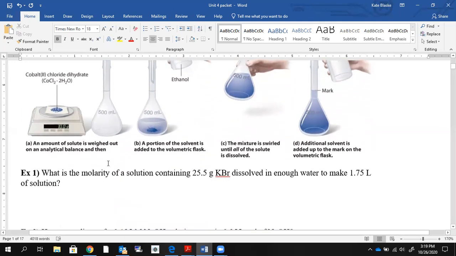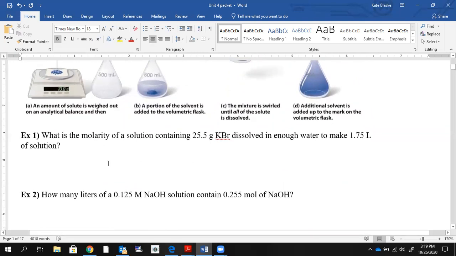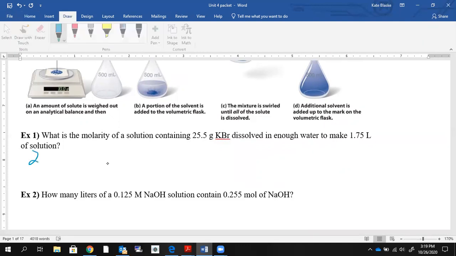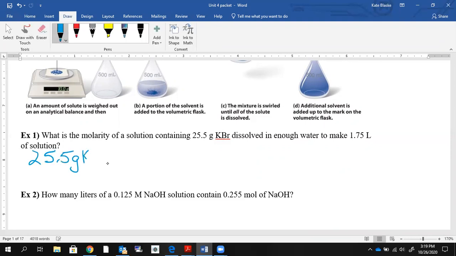This is just some basic math. What is the molarity of a solution that contains 25.5 grams of potassium bromide dissolved in enough water to make 1.75 liters of solution? So to do this math, we would need to take that 25.5 grams of KBr. We need to convert that into moles. Go to the periodic table and add up the molar mass of potassium bromide.